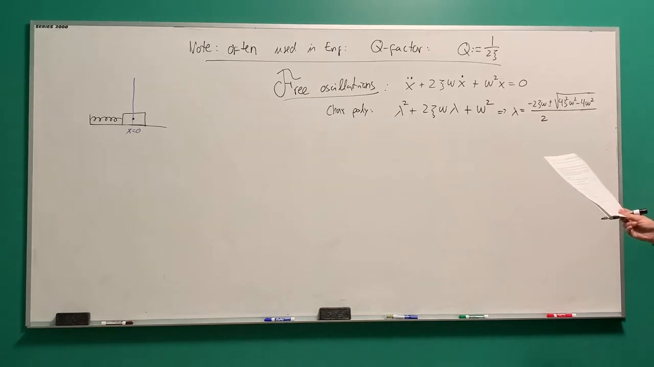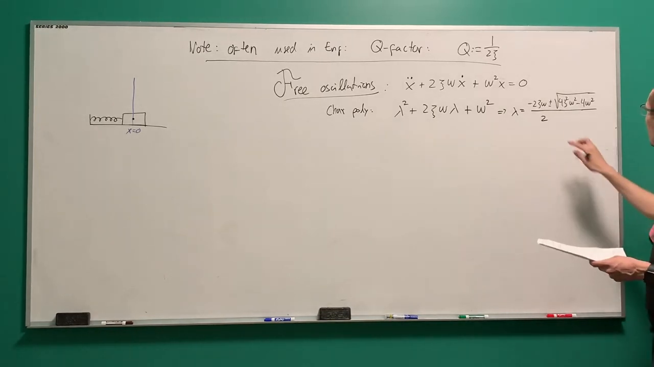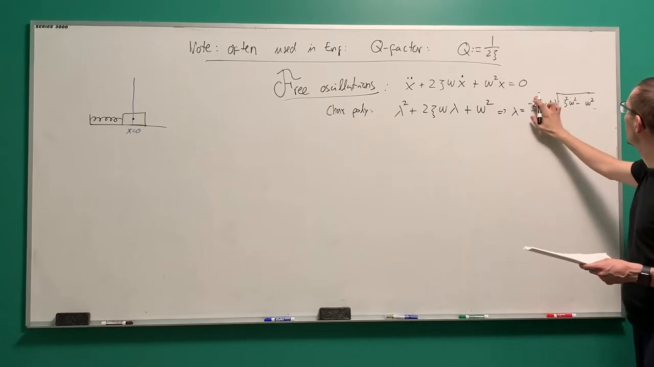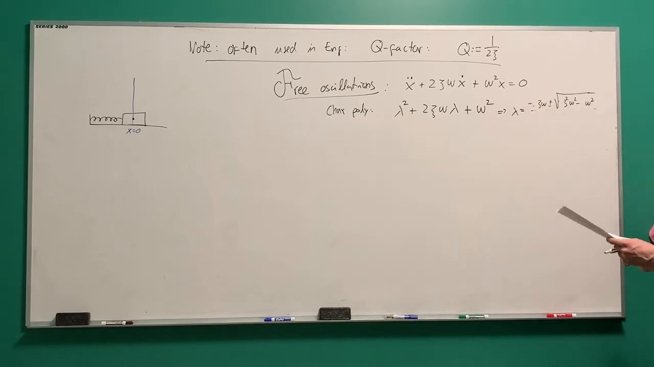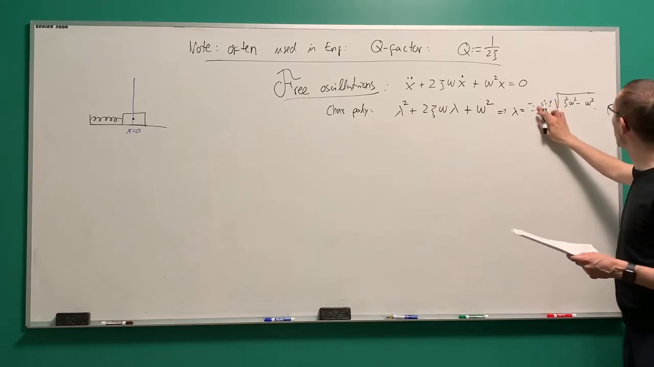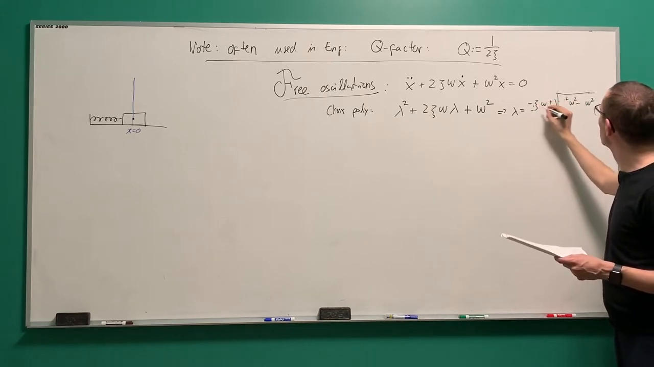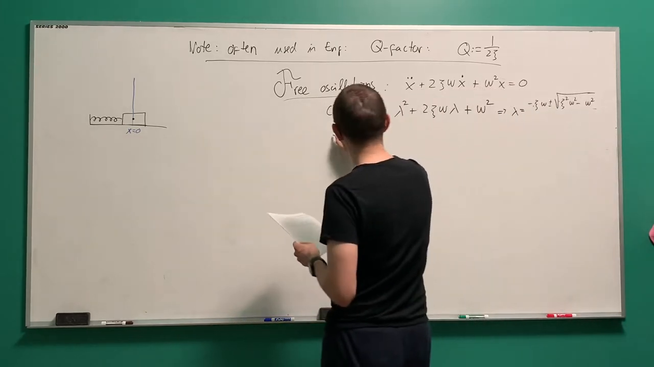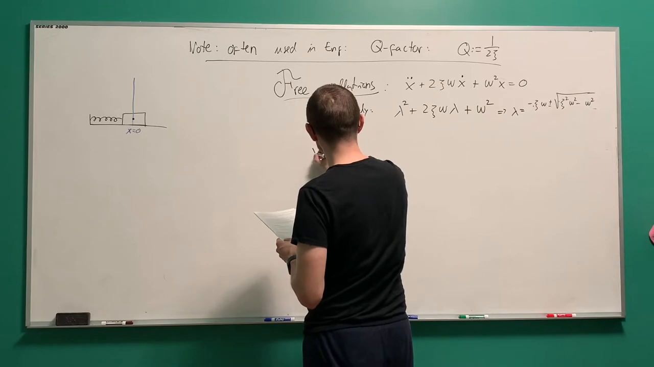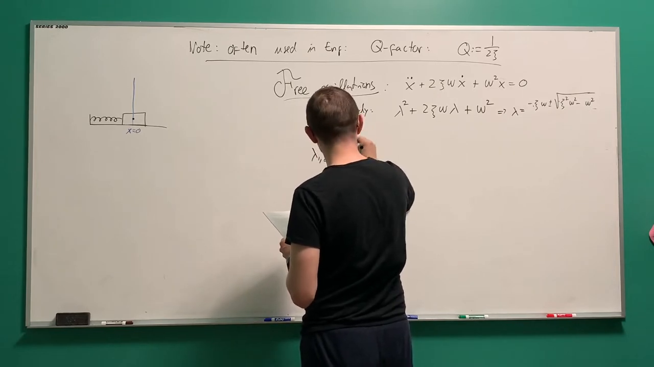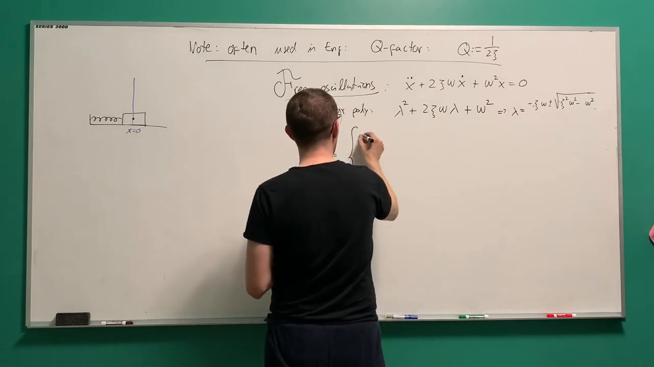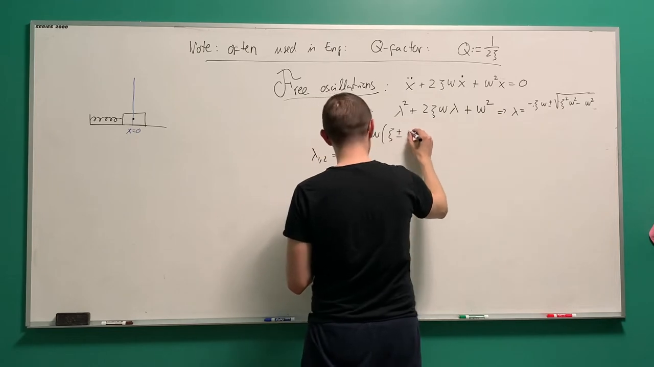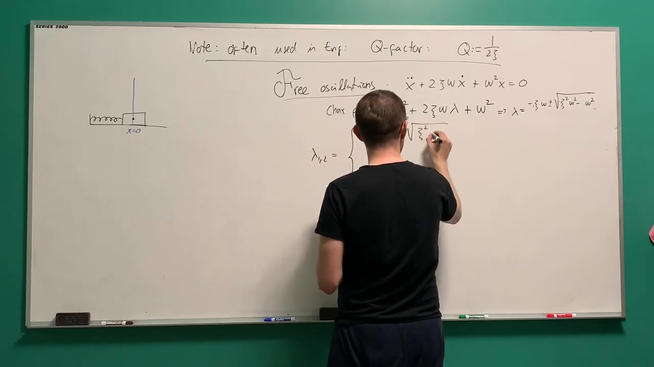All right, so if we simplify that, we can divide by 2. We cancel the 4 here, and the 2 here. We can factor an omega out. This is not a 3, of course, this is psi. So lambda 1, 2 is equal to, we have three options. Minus omega multiplying psi plus or minus the square root of psi squared minus 1.